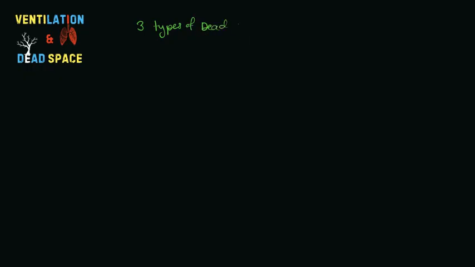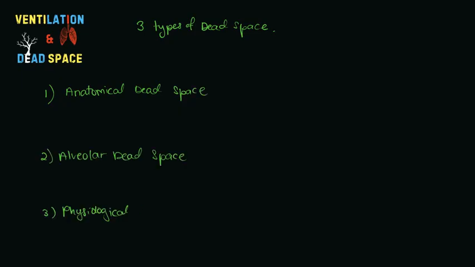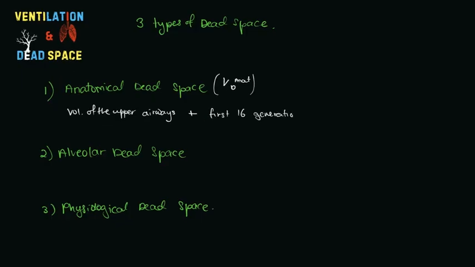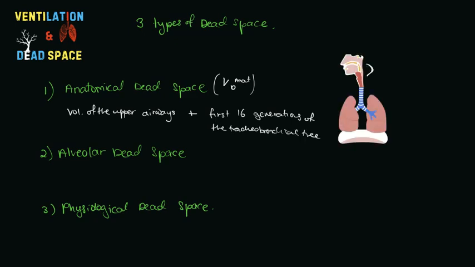Getting to know more about dead space, there are actually three types of dead space. We have the anatomical dead space, the alveolar dead space, and the physiological dead space. The anatomical dead space is the volume of the upper airway and the first 16 generations of the tracheobronchial tree. Therefore, as the name suggests, it is purely anatomical. It involves the airway and only the 16 generations of tracheobronchial tree.